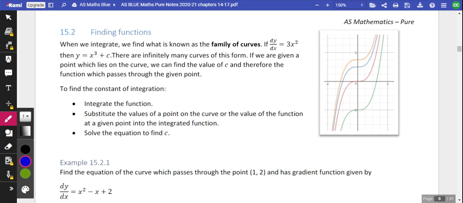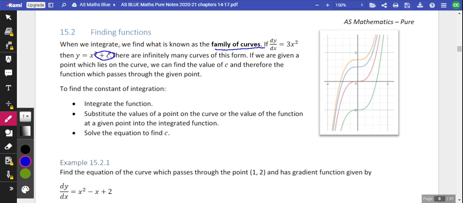15.2 from the AS Maths integration chapter, we're looking at finding functions. When we integrate, we find what is known as a family of curves, and the thing that makes it a family of curves is this plus c on the end.